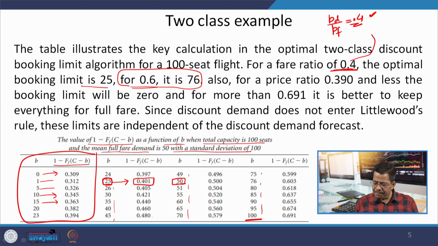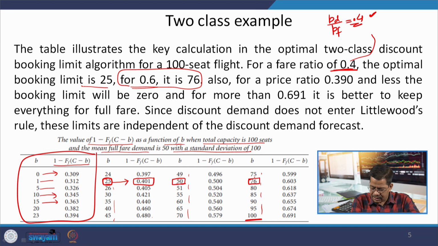If it is 0.6, the booking limit will be 76. So, once you have this table ready with you, then you can play with any level of P d and P f, and by knowing that P d and P f, you can easily calculate the value of your booking control using this particular calculation. By changing the value of B, we are getting the corresponding value of our booking control.